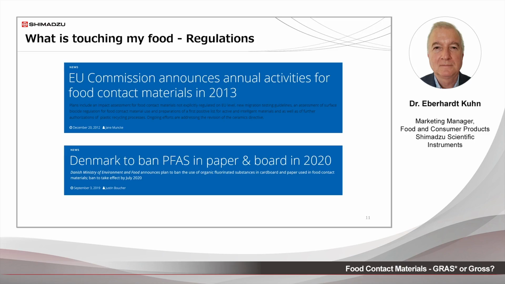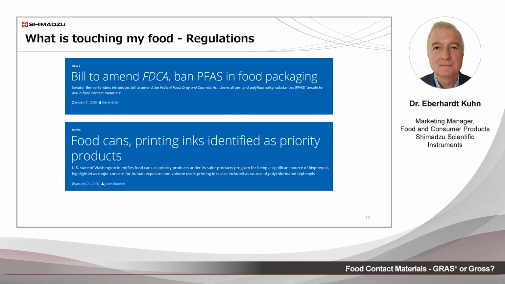Starting in 2013, the EU Commission already announced its activities there. And as of this year, countries like Denmark are already banning PFAS in paper and board material. In the US, there's also some activity in this area. One of our presidential hopefuls recently introduced a bill to ban PFAS in food packaging. And the state of Washington has identified certain food contact materials as priority products that include cans and the bisphenol that's in the can, as well as the printing ink.